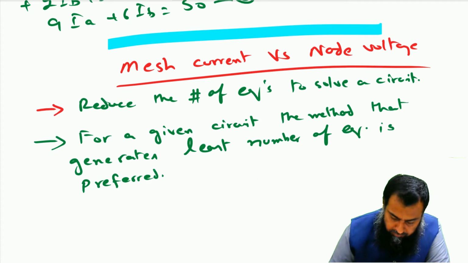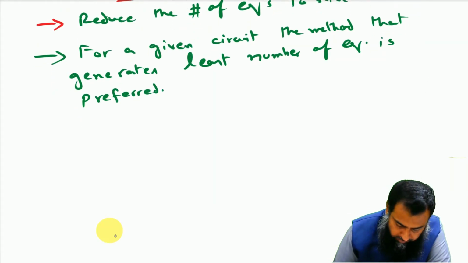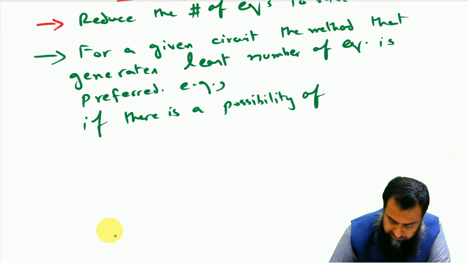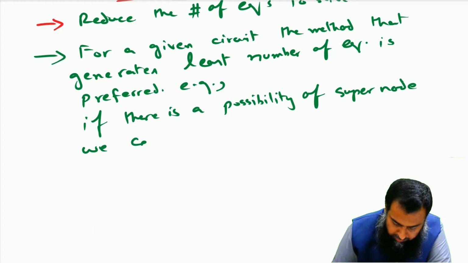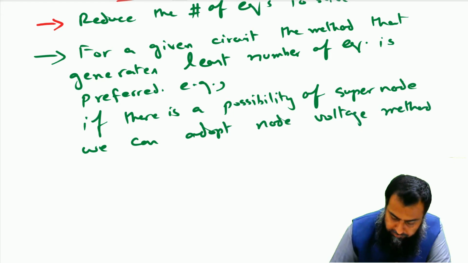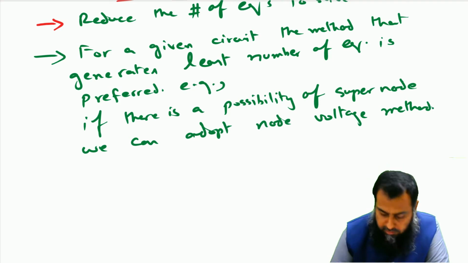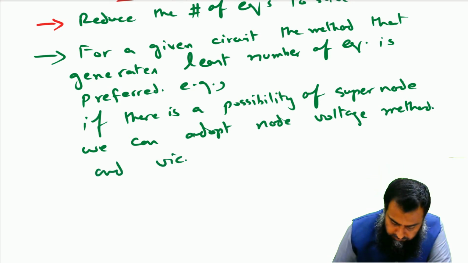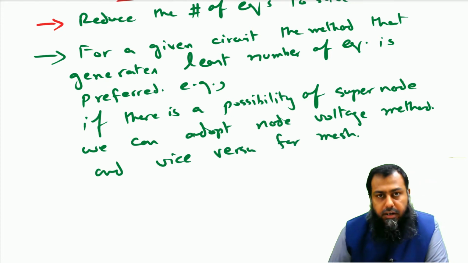For example, if for a given circuit there is a possibility of a supernode, we can adopt this node voltage method, right? And if there is a possibility of a supermesh, we can actually go for the mesh current analysis method, right?